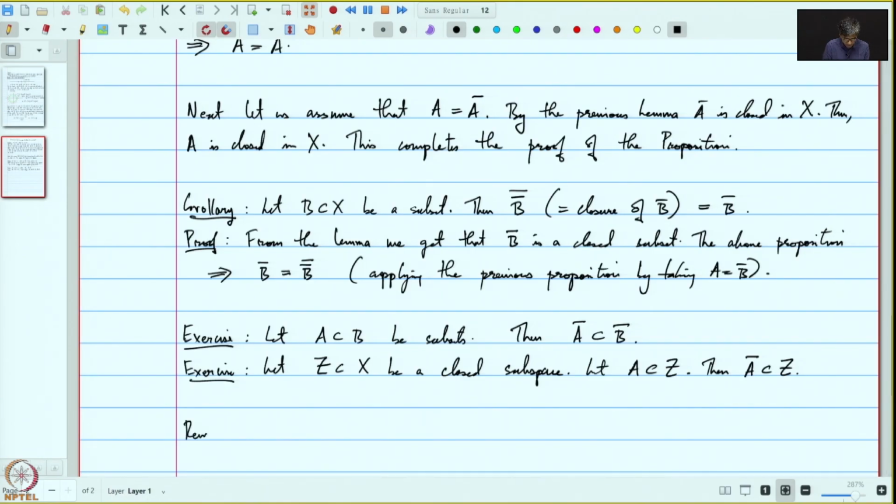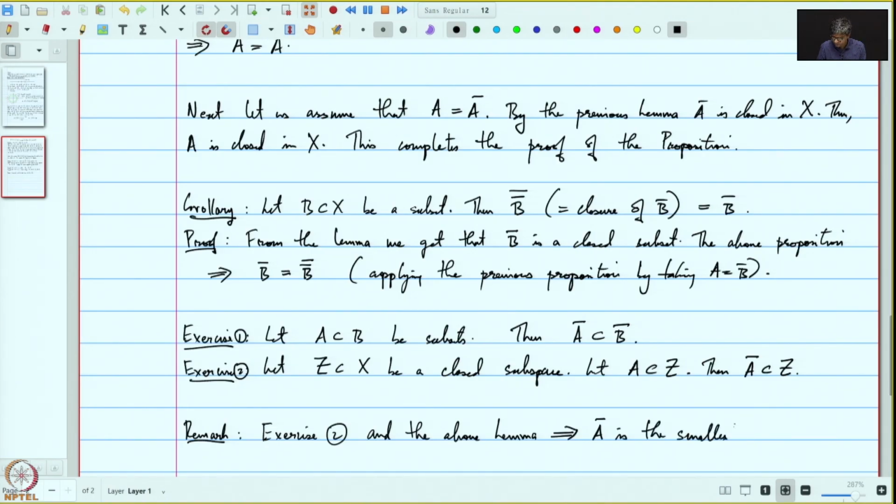Okay, so let me make a remark. So exercise 2 and the above lemma imply that A closure is the smallest closed subset containing A. So we will end here.